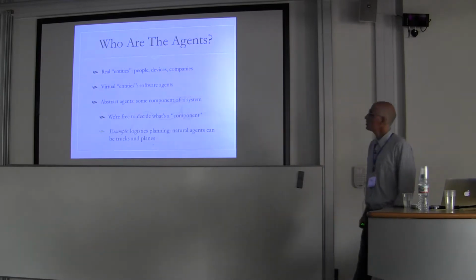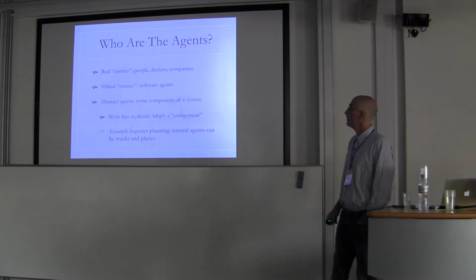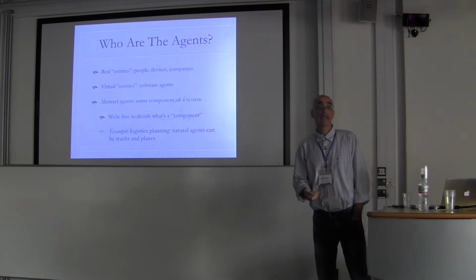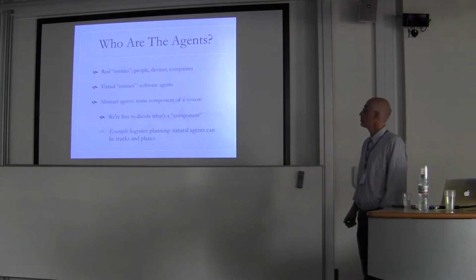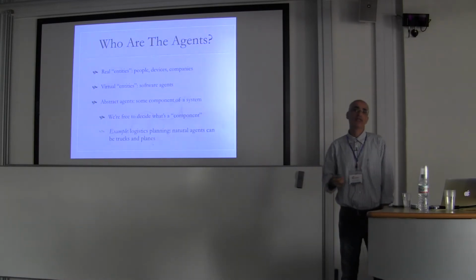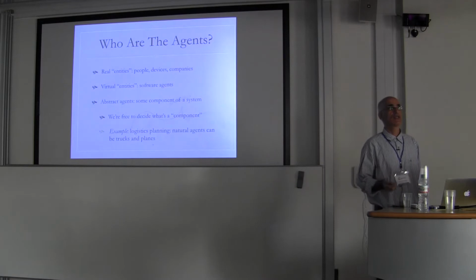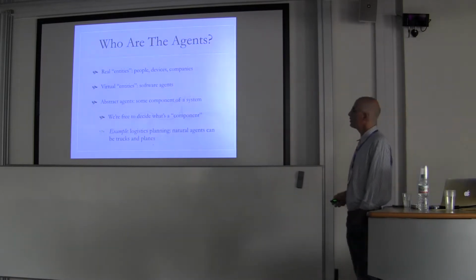So who are the agents? We can have real entities like people or devices or companies. We can have virtual entities like software agents. And we can have abstract agents, so some component of a system. And we are free to decide. It's our abstraction, so we are free to decide what this component is. And I'll give you an example.